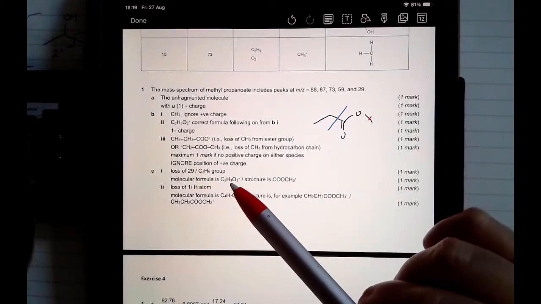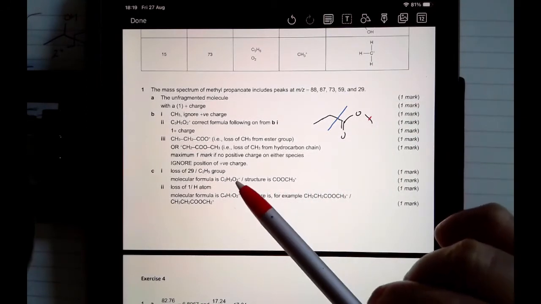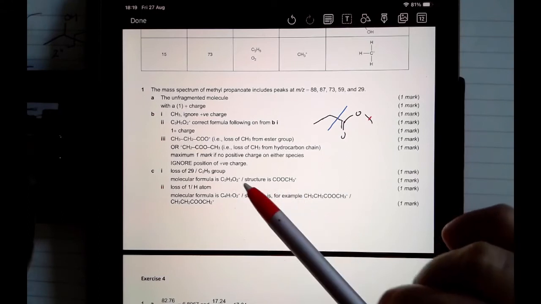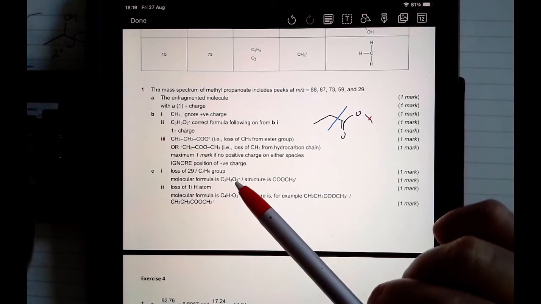So they have the molecular formula and they also have the structure. When you're giving the formula of fragments, I would typically use structural or skeletal formula. Molecular formula is often not accepted on the mark scheme because it just doesn't give the required level of detail.